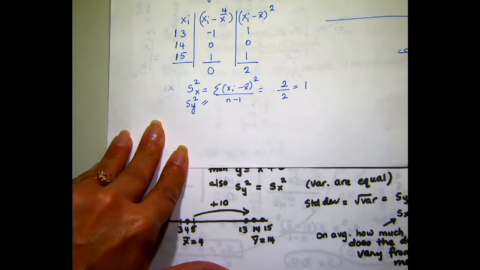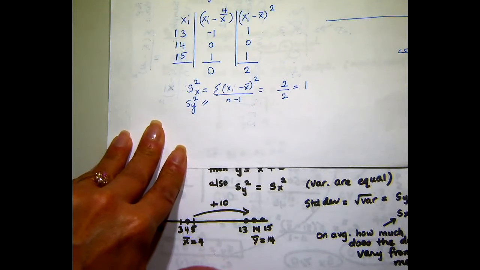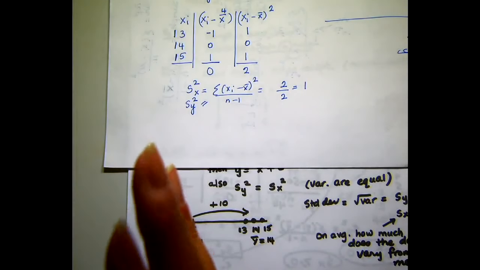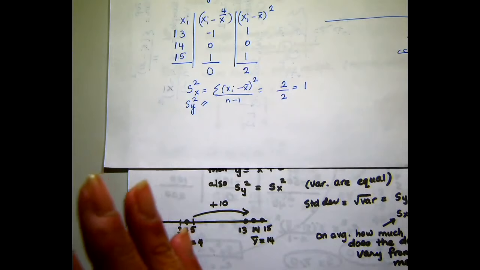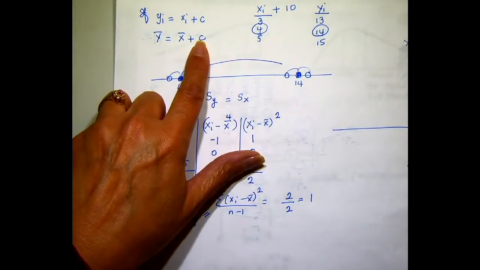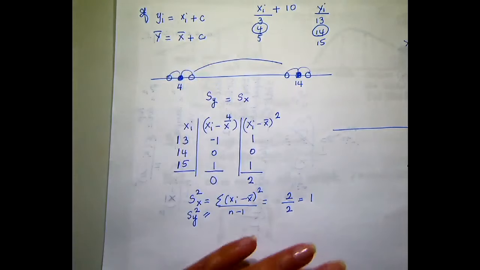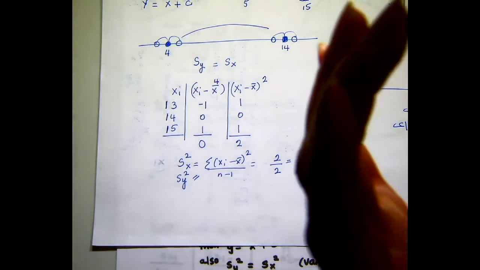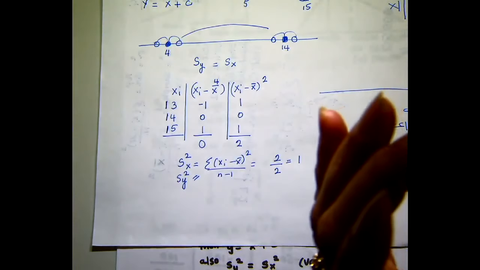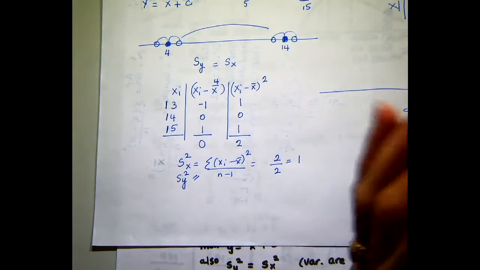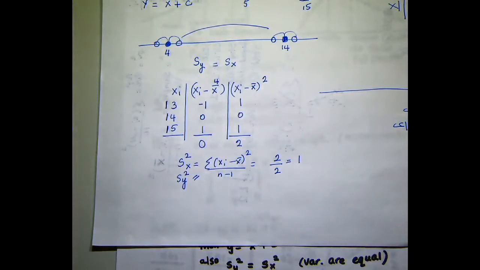What if the constant is negative? I say, who cares? Instead of sliding it to the right, you're now sliding it to the left. But the mean changes by that constant. So let's say my constant was minus 10 instead of positive 10. Now the new mean would have been 4 minus 10. And the amount by which the observations vary from the new mean would be the same as the amount by which the observations vary from the old mean. So nothing changes even if the constant is negative.